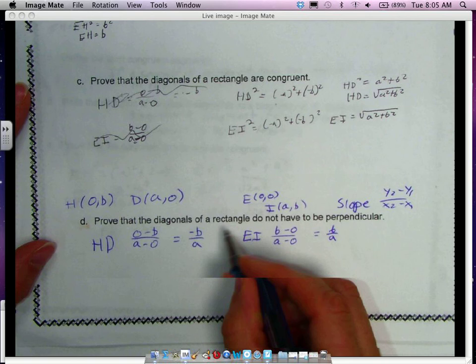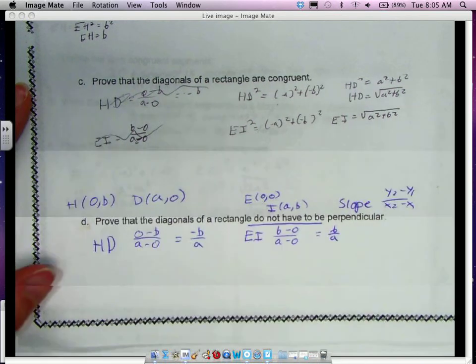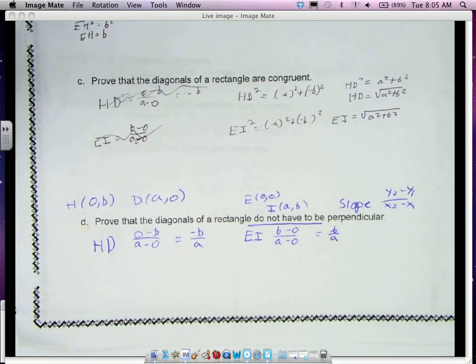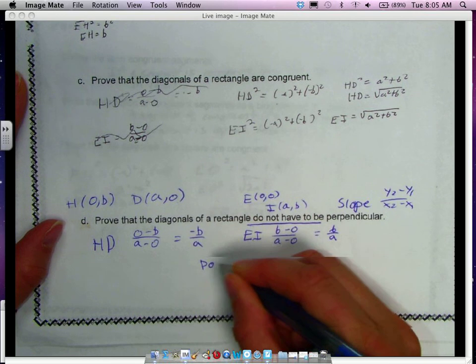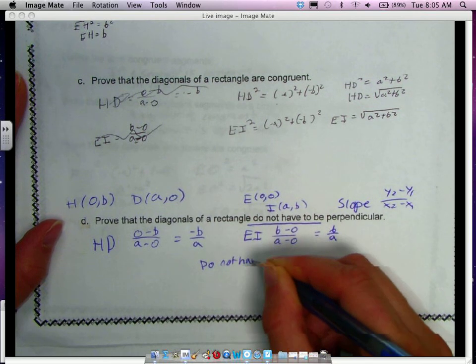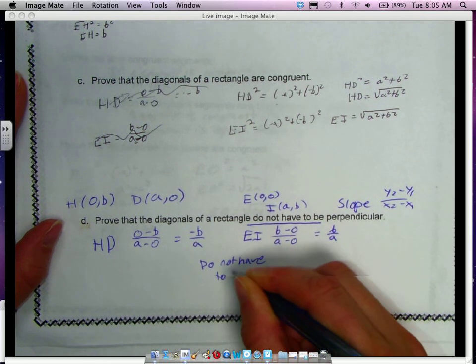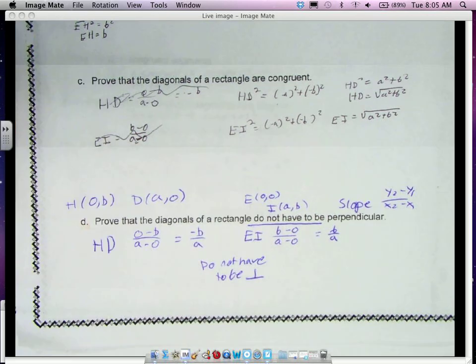Now I'm trying to prove that they do not have to be perpendicular. So are these perpendicular? Are they opposite reciprocals? They're opposite. One's negative and one's positive, but did I flip the fraction? No. Do not have to be perpendicular. And that's it. If you did 4 and 5, that was extra credit, so I'm not going to go over those. Okay.